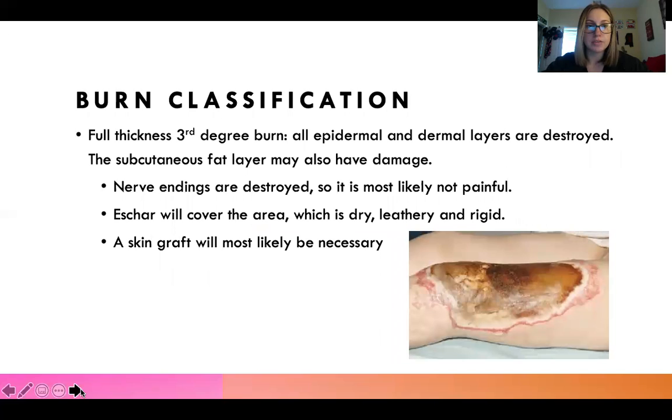And finally, you have your full thickness third-degree burn, all the way through the epidermal and dermal layers, and some of the subcutaneous fat layer may also have damage. You also have a subcutaneous burn, which is all the way through the fat layer down to the bone as well. But this one is typically not painful just because the nerve endings are destroyed.